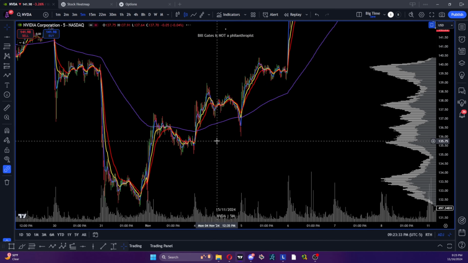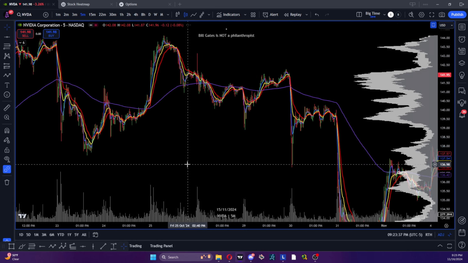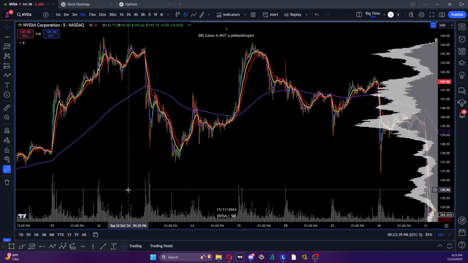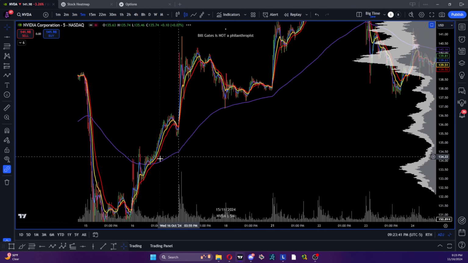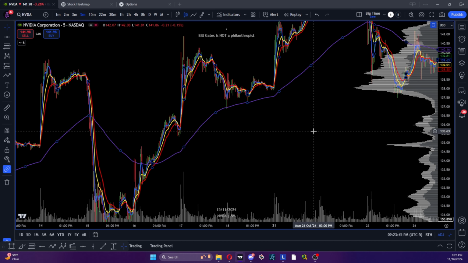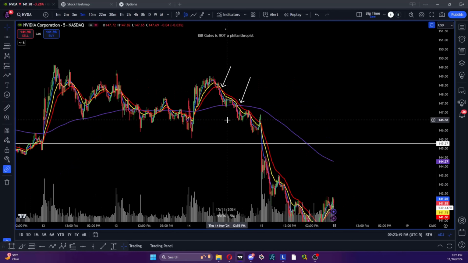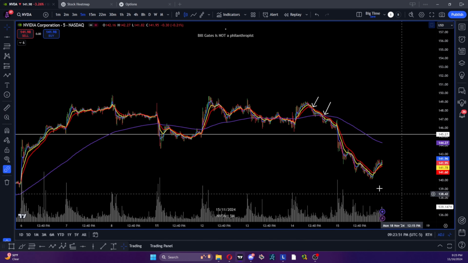I just want to find a decent one. There isn't one. It's going to be very hard to find it. But when those EMAs get really, really tight together, if all four of these are super tight, you're good to go.